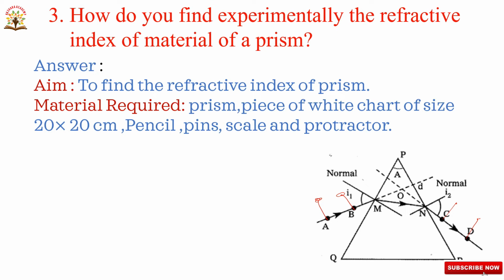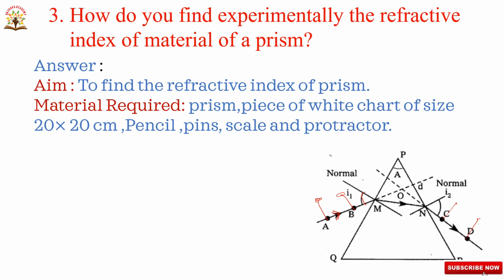Join the 2 pins, and this is the incident ray, or light ray. Now we have to draw a normal, nothing but a perpendicular line. The angle between incident ray and normal is known as angle of incidence. Here we are denoting it as the letter I1.